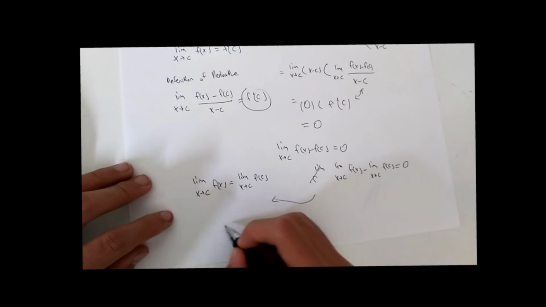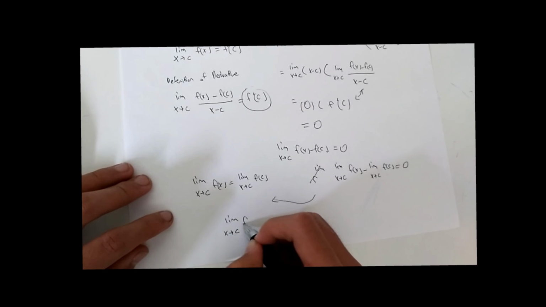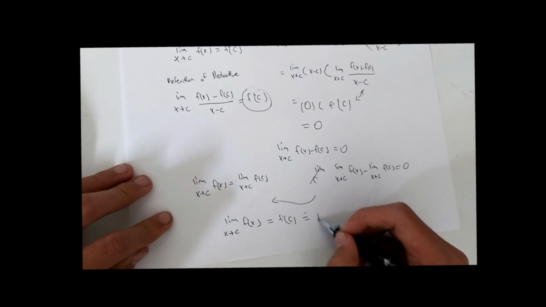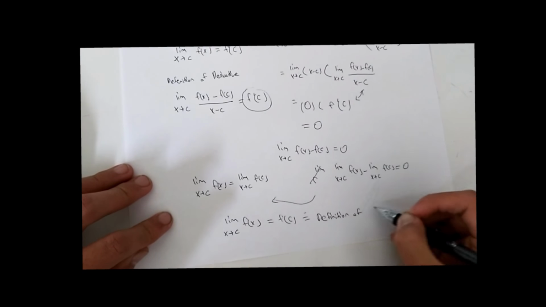Now you have limit of f of x is equal to limit of f of c. The limit of f of c as x approaches c is just going to be f of c, and when you put it together, you have the definition of continuity.